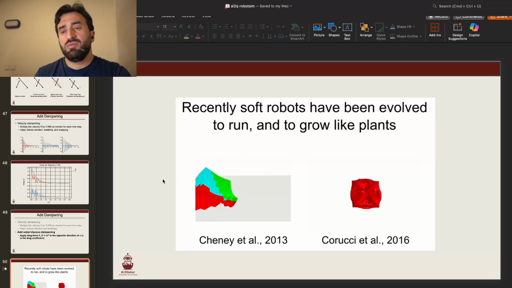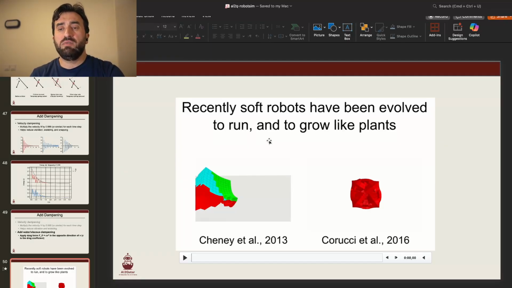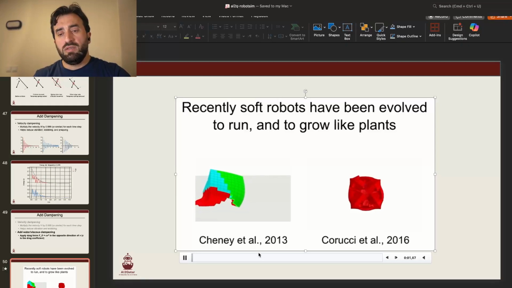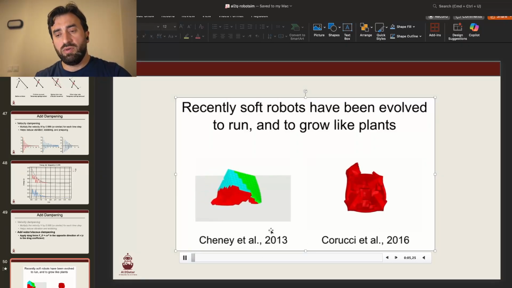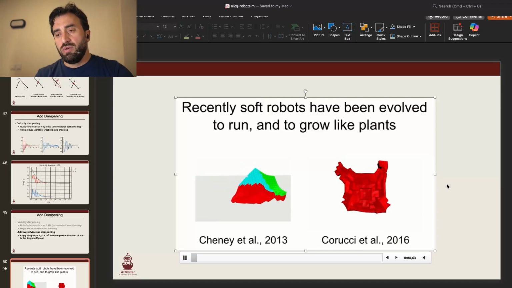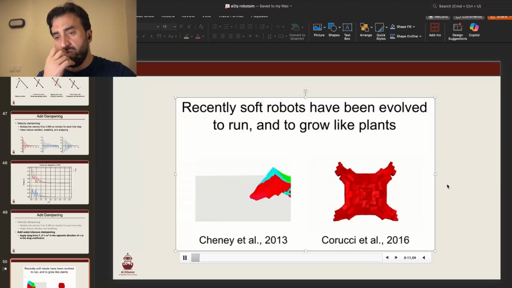So recently, maybe 10 years ago, there's a concept of soft robots that have evolved to run and to grow like plants. The way they are designed is you have these robots that are made of small particles, small elements, and these grow to be whatever they need to be based on the objective that is given to them. So I'm going to play this video and show you some examples here. This work was written by Cheney 2013 and Cruci et al., both graduate PhD students at the time at Columbia University.